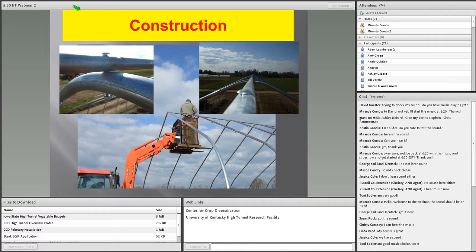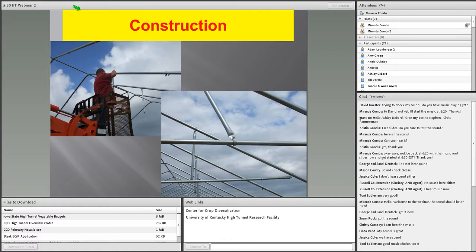Here we've got another individual further along in the process. After they've installed the top purlin, we're starting to build the trusses now. So you can see we've got some of the diagonal cross members and then some that run side to side or east to west.